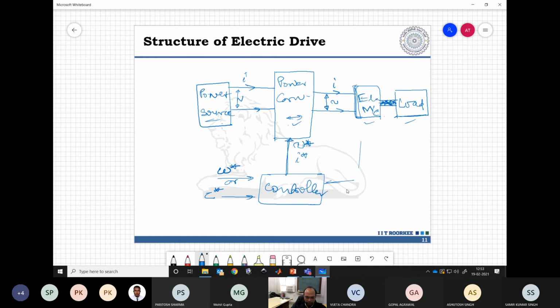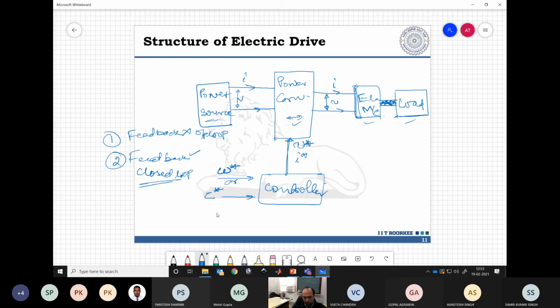Now, it may or may not have any other feedback system. So again, when we talk about this, we classify this into two parts. One where we do not have any feedback from any part of the system to the controller. These are called open loop systems.